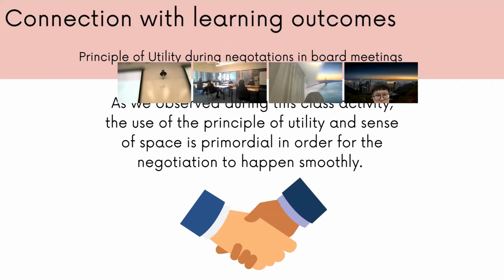So the principle of utility during negotiation in board meetings, as you observed during this class activity, the use of the principle of utility and the sense of space is primordial in order for the negotiation to happen smoothly. As you observed, negotiators are often filled with ranges of emotions and reactions, which could definitely affect the outcome of the experiment. The aim of this experiment is to educate you and the class to control the spatial environment in order for both groups to gain a favorable outcome and reach the yes that everybody wants to reach in this negotiation.